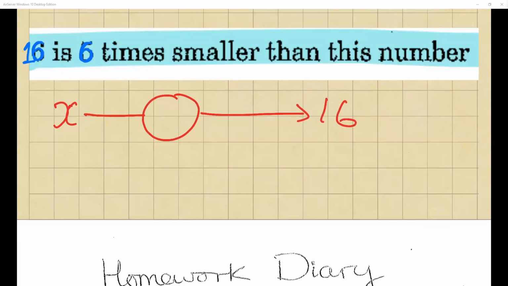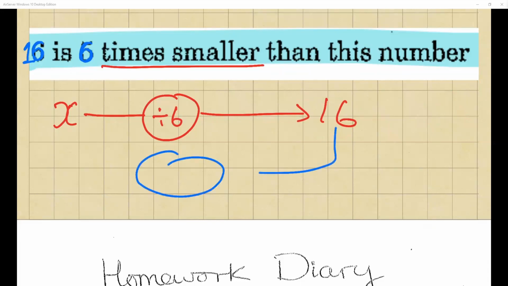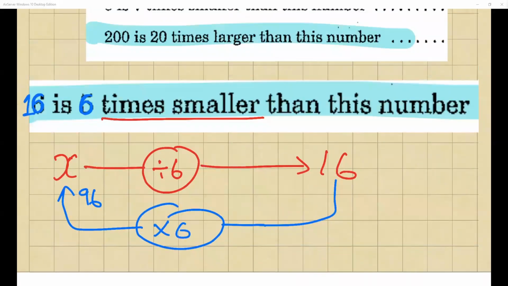So 16 is 6 times smaller, and what does that mean? Divided by 6. So times smaller means divided by 6. Lovely. So how do we work out the answer now? We do the opposite, times by 6. And 16 times 6 is, I think, 96. Yeah, it should be 60 plus 36, which is 96. Good, excellent.